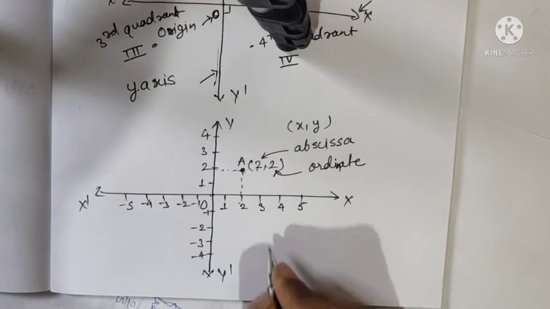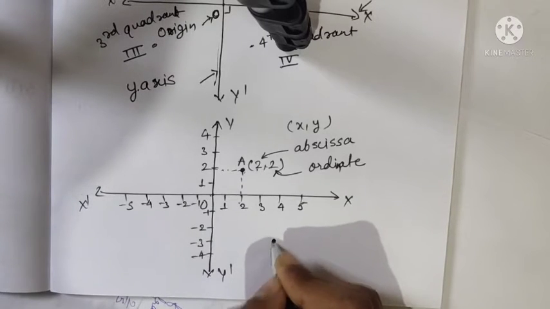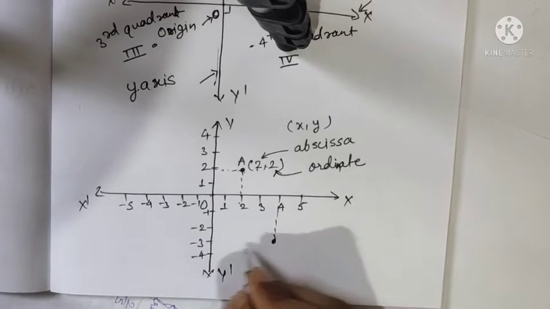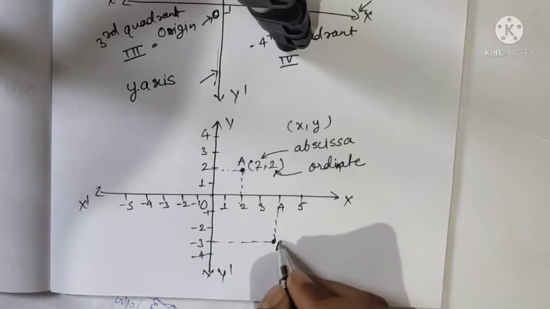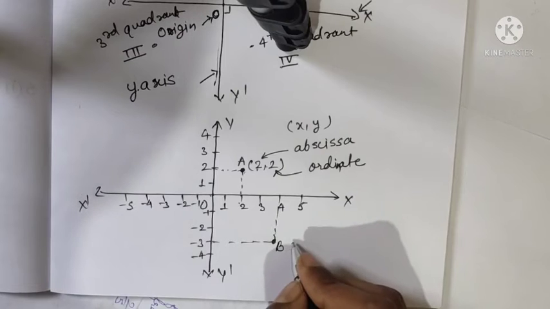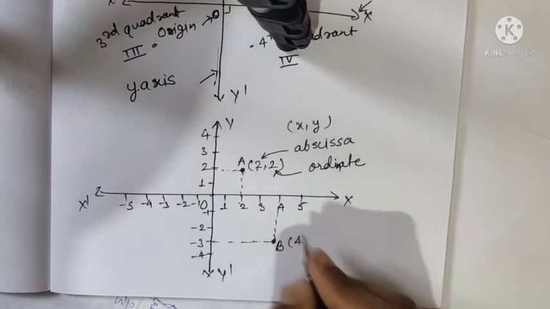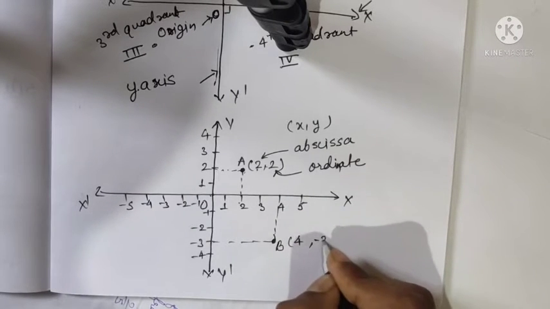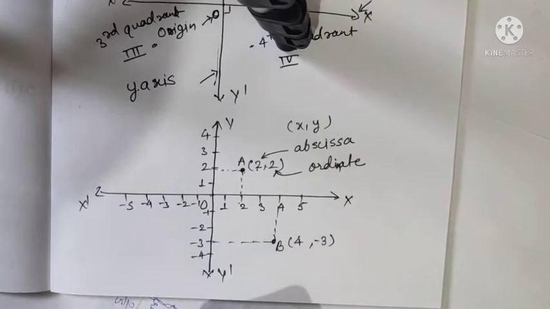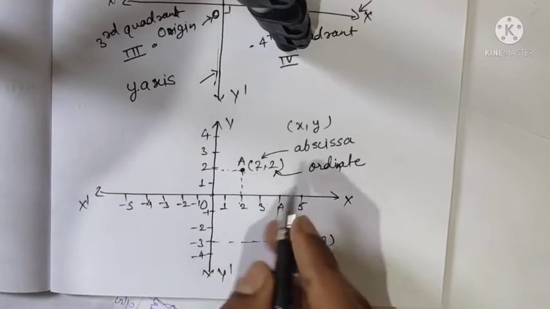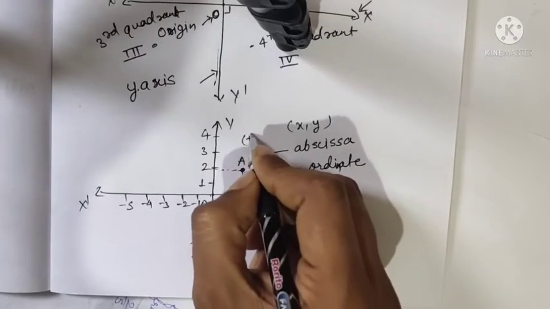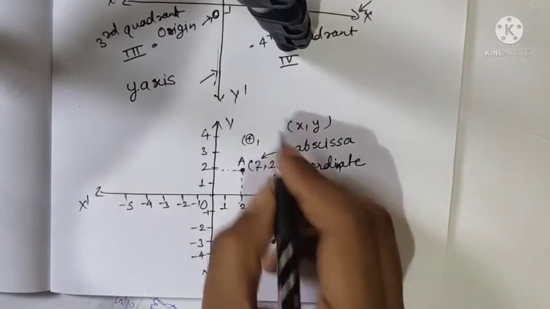Now let us consider one more point, just like here. Let us consider that this is point B. Then the location of this point will be 4, first x, and then y, -3. Simple.